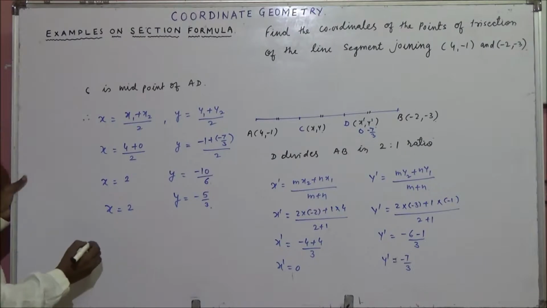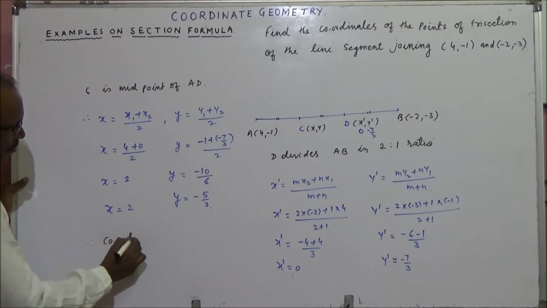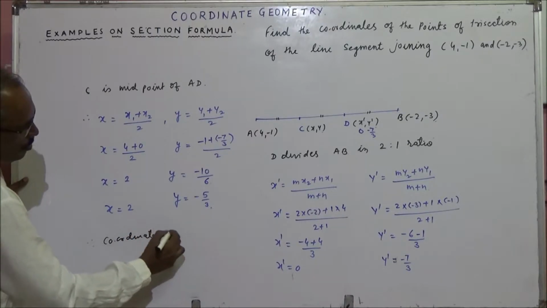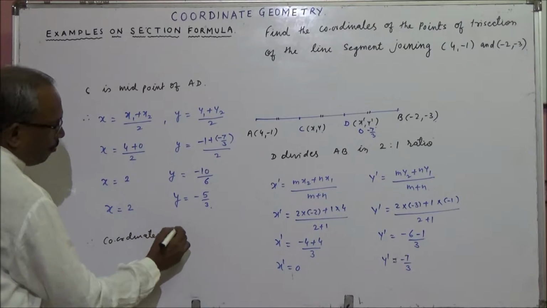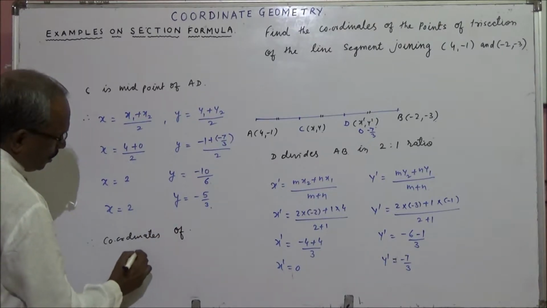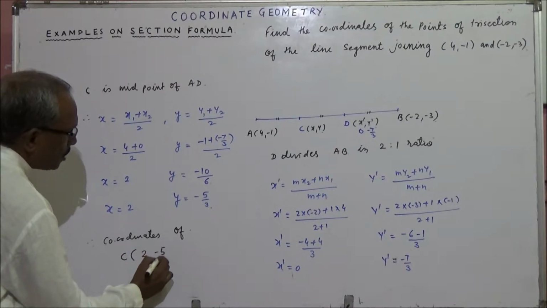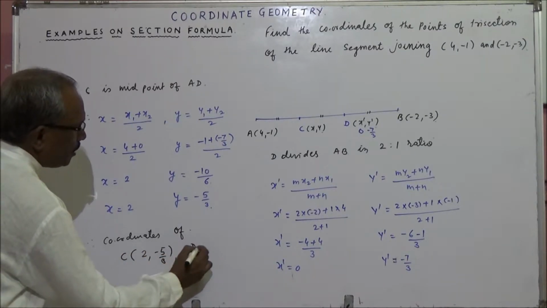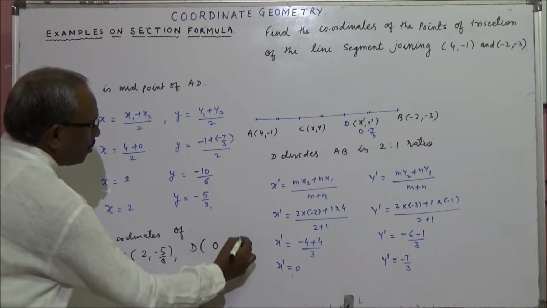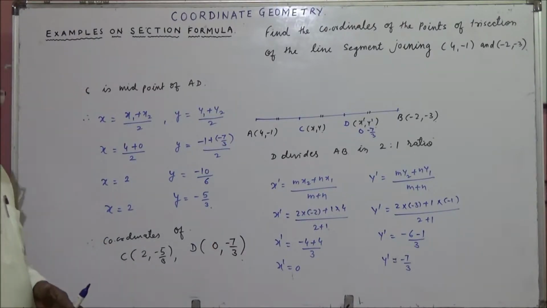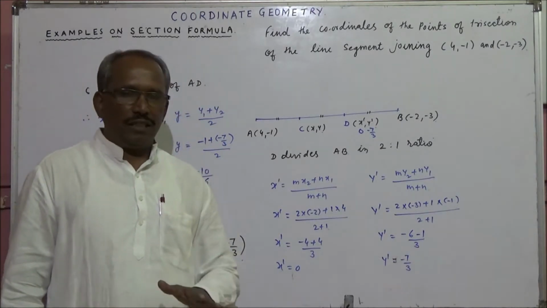So therefore the coordinates of C, what are the coordinates of C? (2, minus 5 by 3) and D (0, minus 7 upon 3). So what is the key point here? We should know trisection.